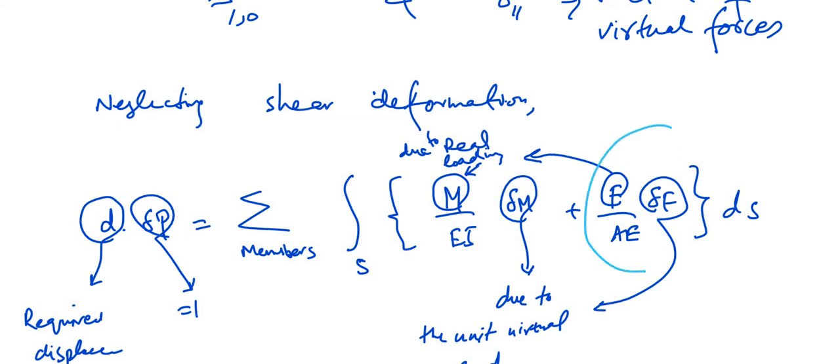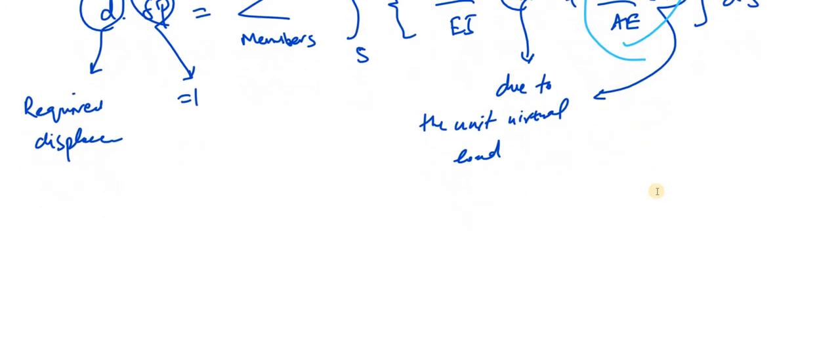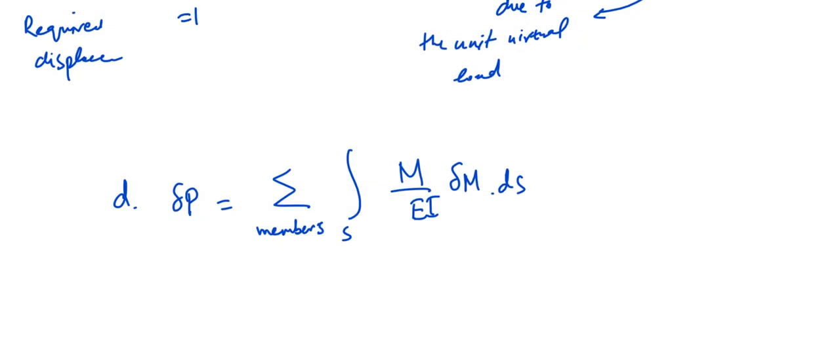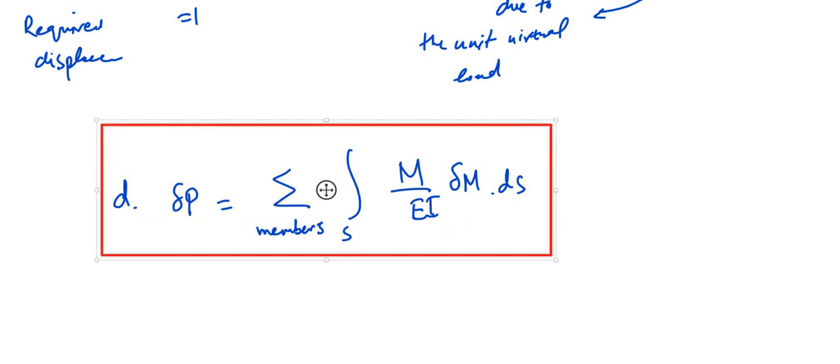So this term is considered equal to 0 for non-shallow frames. So we will be neglecting this term, this axial term. Okay, so this term would be considered equal to 0, and we will be considering only the deformations due to bending moment. So this would reduce our formula to this for all members. So we'll use this formula for determining the displacements.